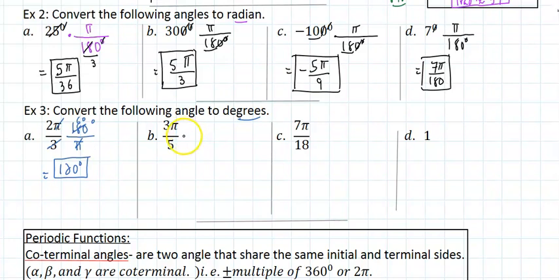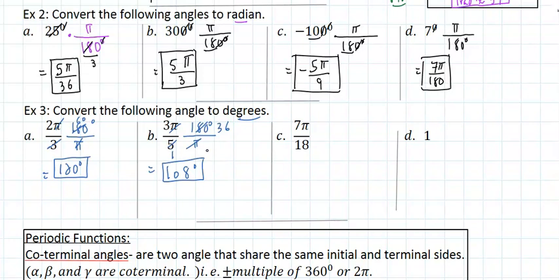3 pi over 5. If I multiply by, again, I want degrees, so I want degrees at the top and pi at the bottom. Those cancel out. 5 divides 5 one time. 5 divides, we said 36, was it? 150, 180. That's going to be 3 times 36. 3 times 6, 18. 9, 108 degrees, if I'm not mistaken.